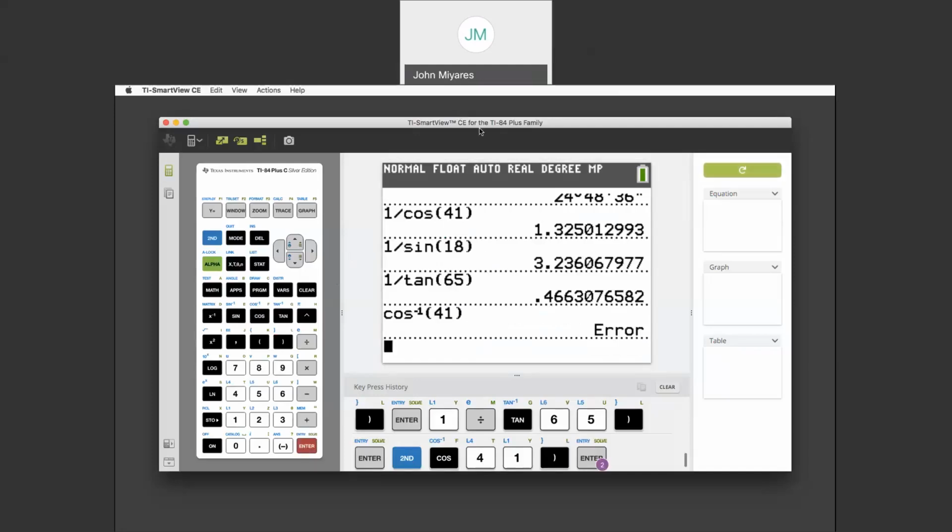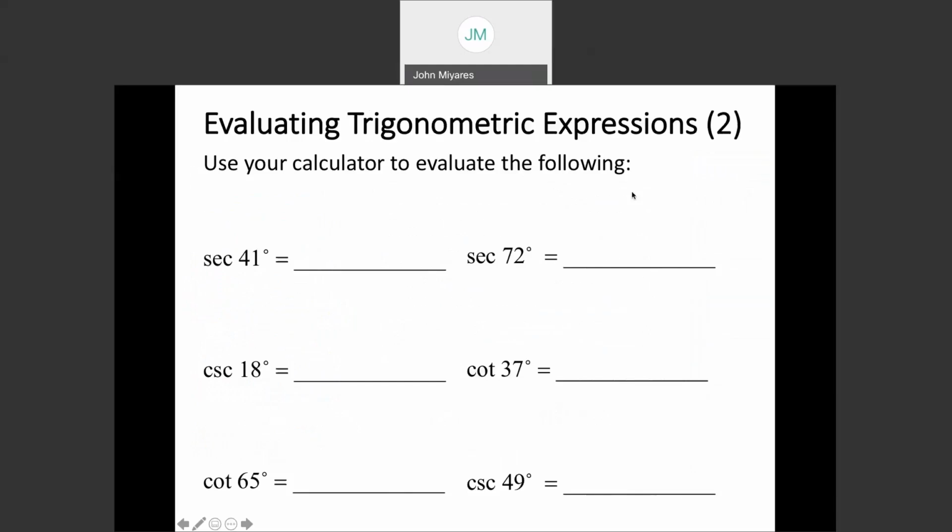So let's go back to our slideshow. As we mentioned before, to calculate the secant of 41 degrees, we're going to take the reciprocal of the cosine of 41 degrees to get 1.325. The cosecant of 18 degrees is the reciprocal of the sine of 18 degrees, which will be approximately 3.236. And the cotangent of 65 degrees will be the reciprocal of the tangent of 65 degrees, which gives you 0.4663.